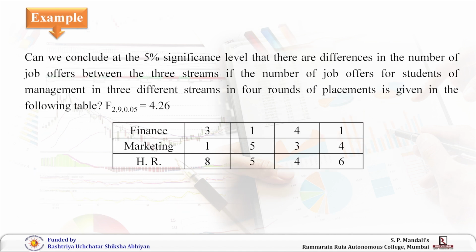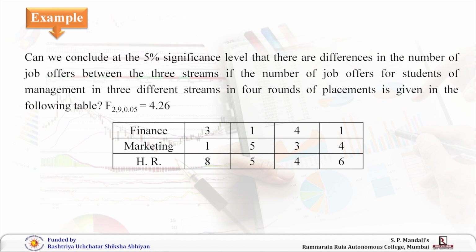The example for this is, can we conclude at 5% level of significance that there are differences in the number of jobs between the 3 streams, if the number of job offers for students of management in 3 different streams in 4 rounds of placement is studied from the following table.